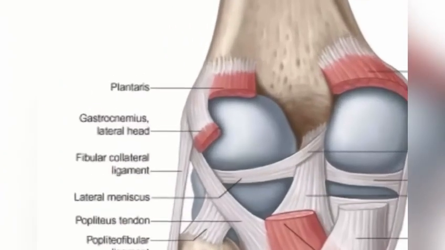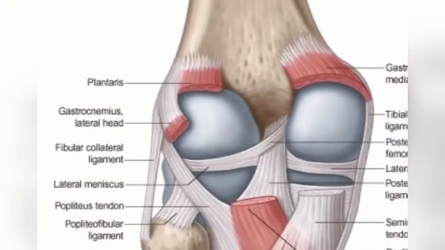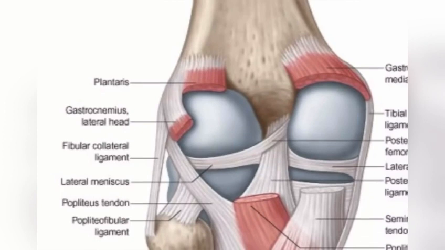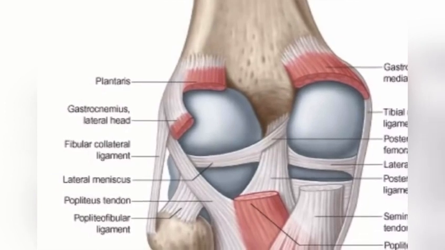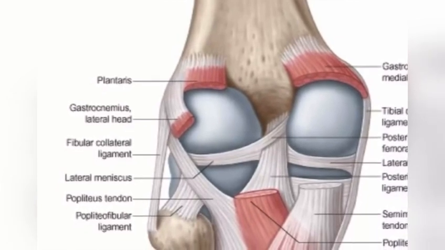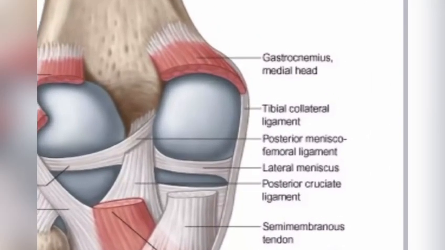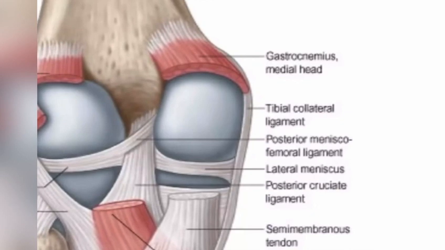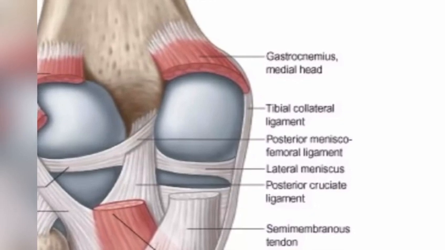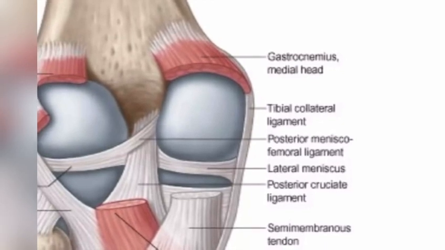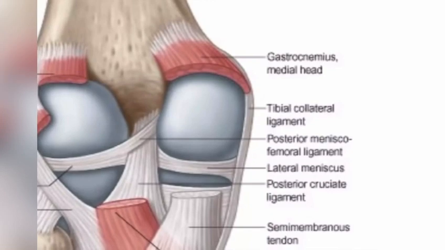This is the diagram fully labeled. Plantaris, this is the lateral head. Fibular collateral ligament, lateral meniscus, popliteus tendon, popliteofibular ligament, gastrocnemius medial head, tibial collateral ligament, posterior meniscofemoral ligament, lateral meniscus, posterior cruciate ligament, semimembranosus tendon, medial fibers cut away.